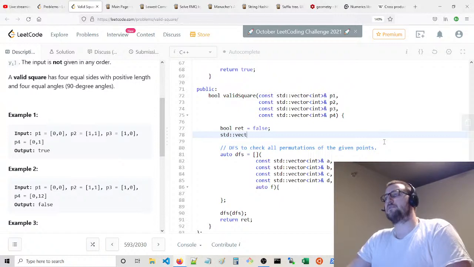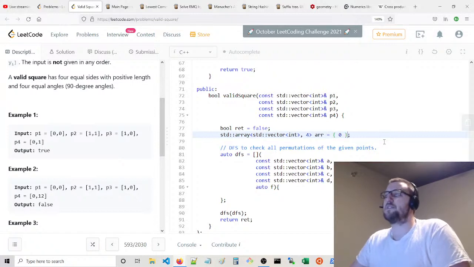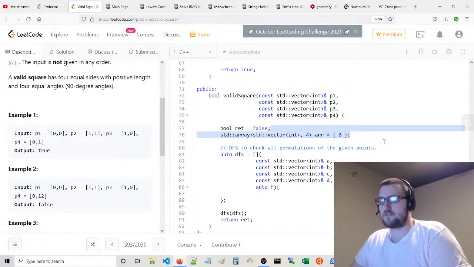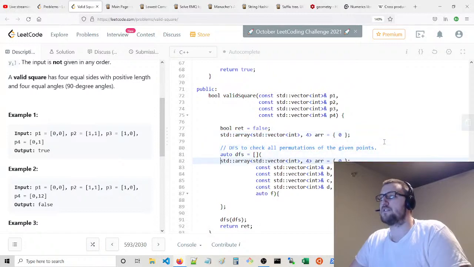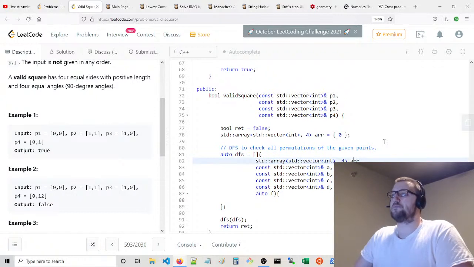So interestingly enough, oh, another way of doing this is like a standard array of standard array of vectors of integers, and we'll just say array that'll be empty. We can say, I'm actually not really sure about this, you know, after all.